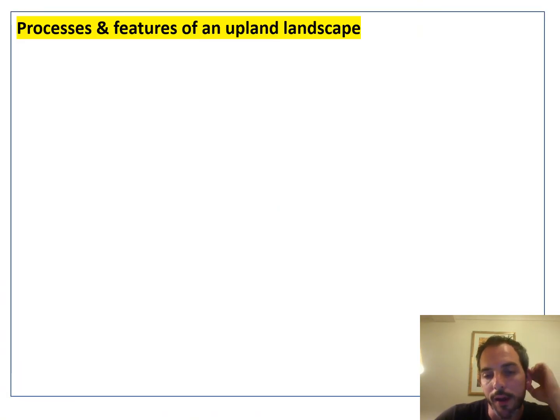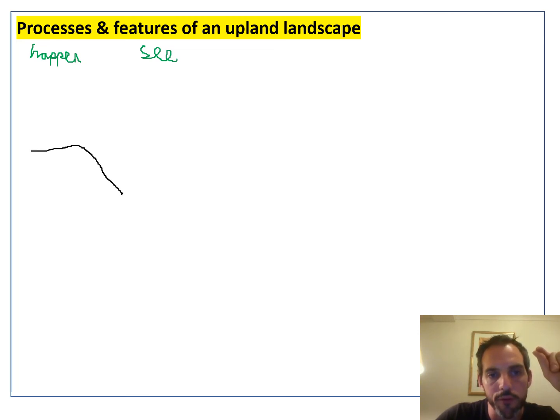Okay, what we're going to do now, we're going to attempt a drawing of an upland landscape, and we're going to focus on processes and features. Now, the features are things that you see. The processes are things that happen. So features are things that you see, and processes are things that happen. Processes are kind of actions. We're going to draw it step by step, and I'm just going to talk you through it, and then I'm going to give you the first letter of each word, and you can fill out the rest yourselves.